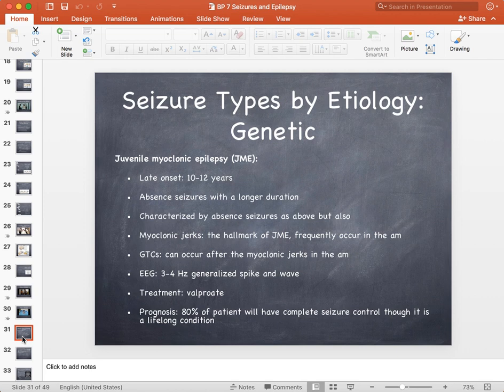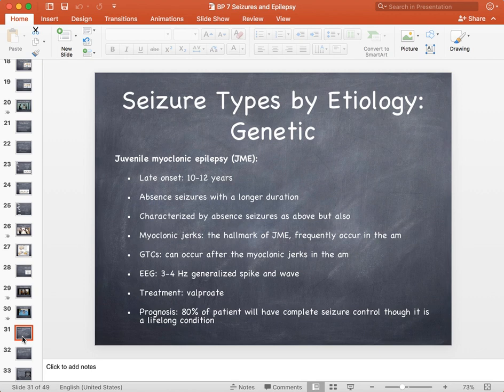essentially by what we call myoclonic jerks that typically happen first thing in the morning, sometimes right after the patient wakes up. And as the disease process goes on, after they have these myoclonic jerks, they can actually have full-blown generalized tonic-clonic seizures first thing in the morning. And that's obviously quite different than absence, which really doesn't generalize to a GTC like this.